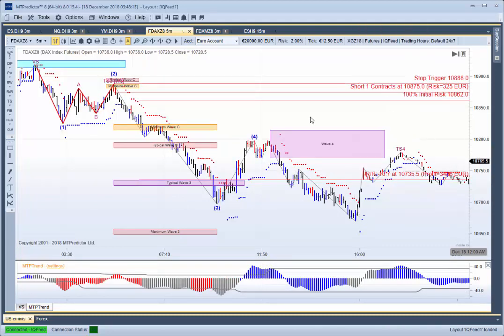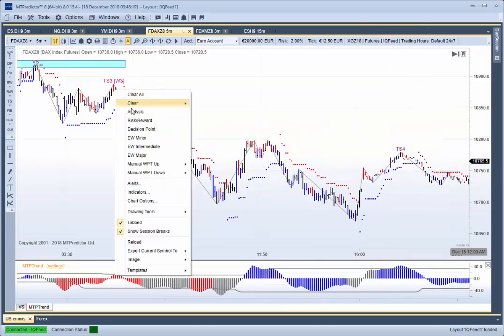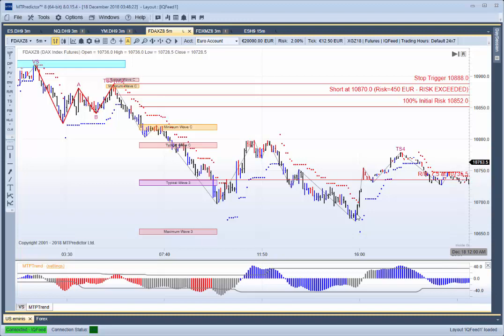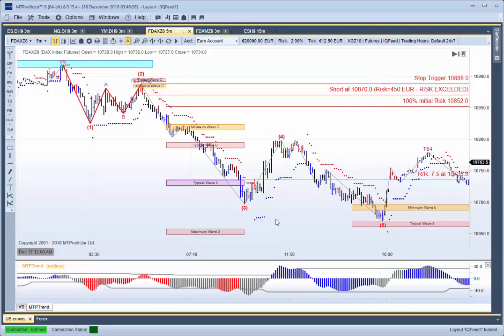As we've already seen, if I right mouse click down the bottom here, do Elliott wave major, whoops, I'll just put that back on again. If I do Elliott wave major, there's your 5-wave sequence. So what we're looking to do is take out a chunk of profit out of the wave 3 swing.